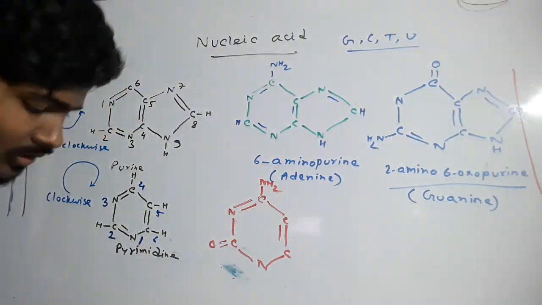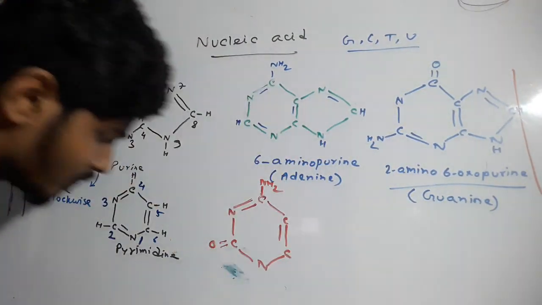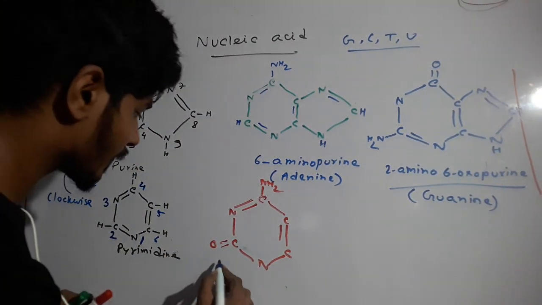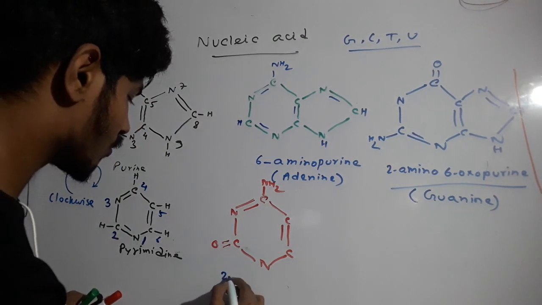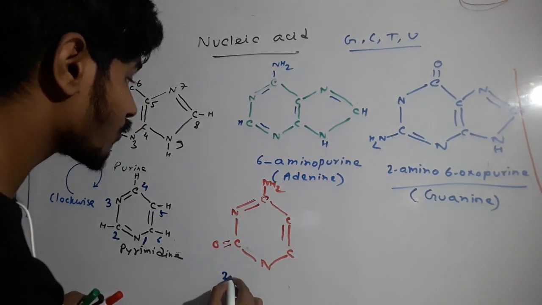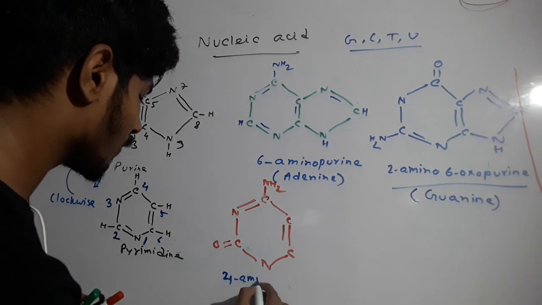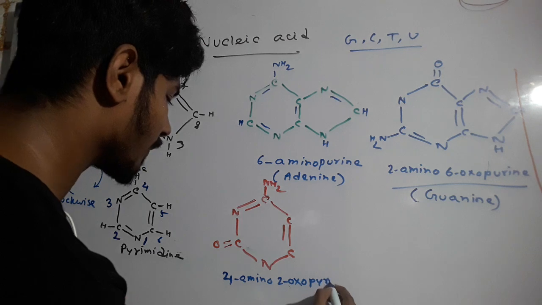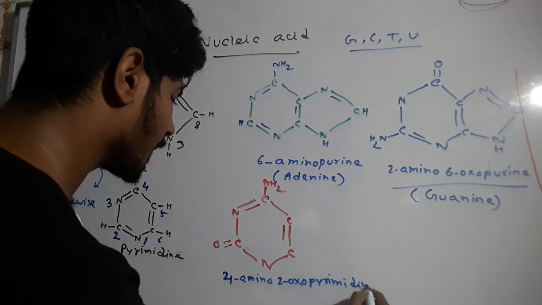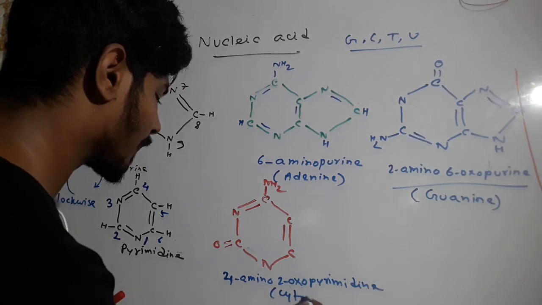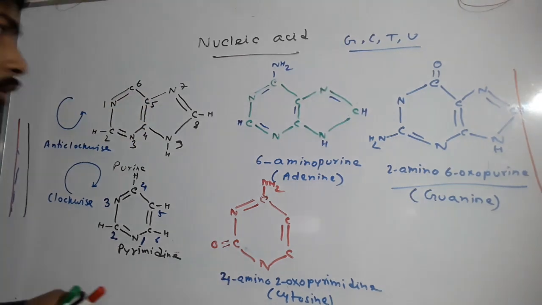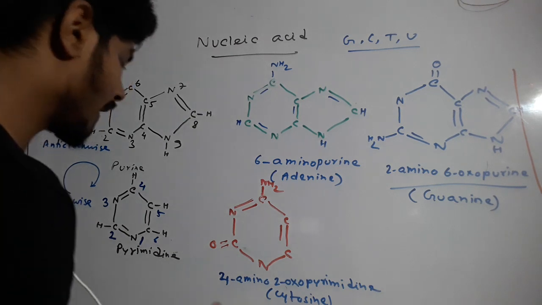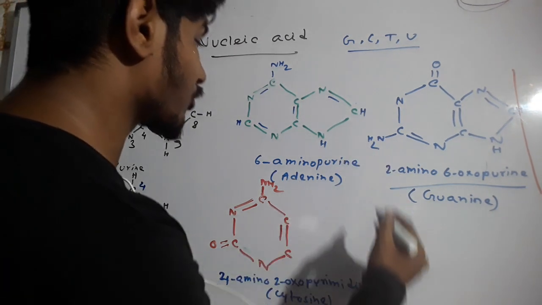And so there is a double bond here, and this is the structure of cytosine, and we can call this structure as 4-amino 2-oxopyrimidine, okay, or cytosine. Now I will be giving you a very simple trick, but first of all let us draw the structures first, okay.